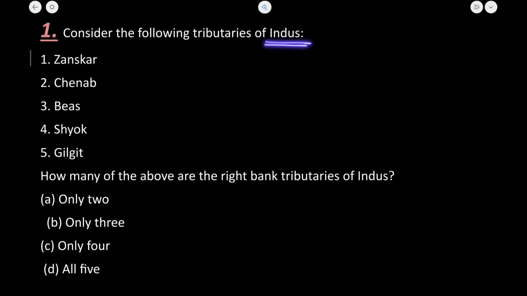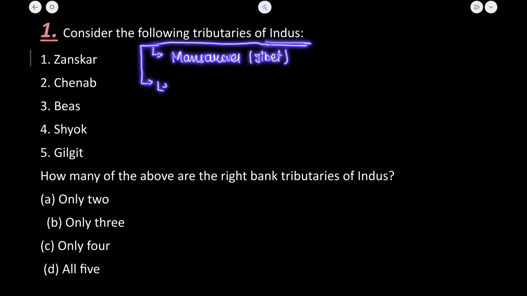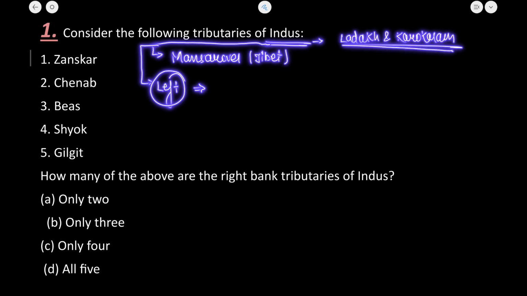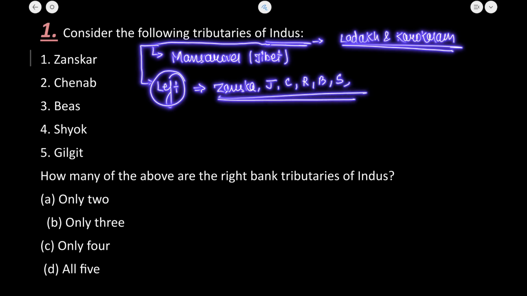Now let us see. I have told you the Indus river originates from Mansarovar in Tibet. Now some of the left bank tributaries of Indus, you can just write it down. A point to note here is that the river Indus flows between the Ladakh and Karakoram range. Some of the left bank tributaries of river Indus are Zanskar, Jhelum, Chenab, Ravi, Beas, Satluj. These are all the left bank tributaries.